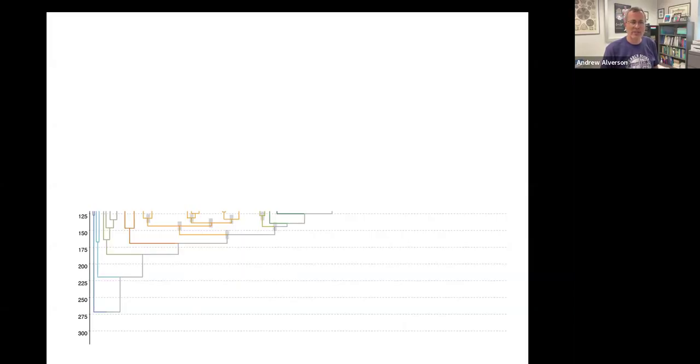The resolution here, the separation of all these branches, belies a lot of uncertainty. If you look at these gray bars that we've put over these nodes, those are confidence intervals in the dates that we estimated for those nodes. And what you'll notice is that those confidence intervals overlap with one another strongly, meaning that we can't say that they're significantly different from one another.